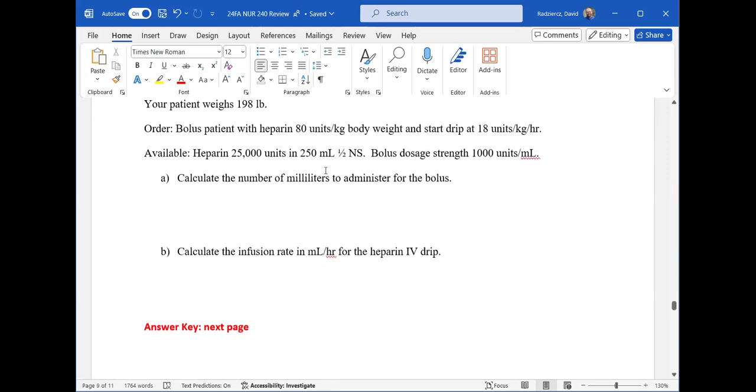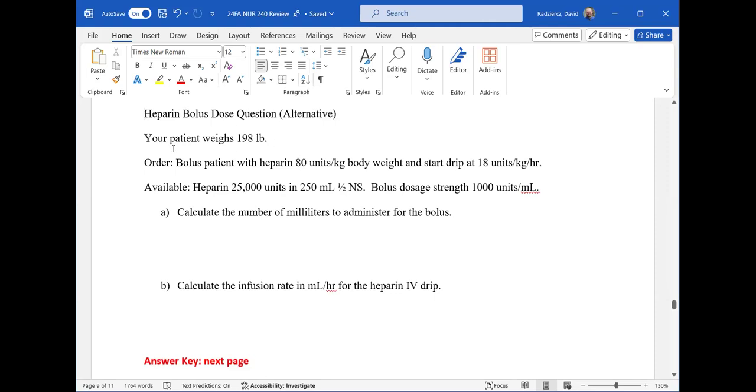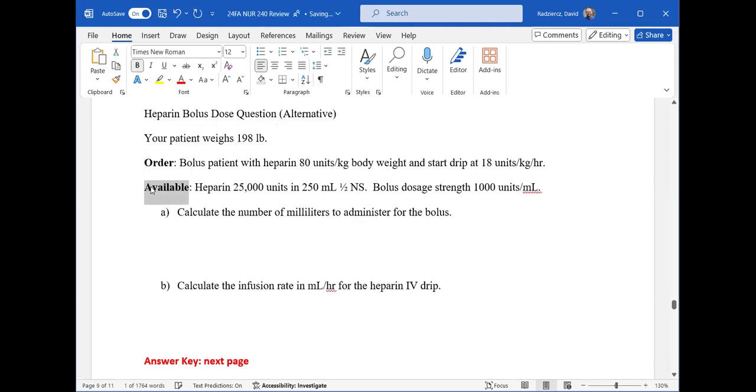So in this scenario, what I did is I basically condensed everything from the big protocol and I just wrote it all here, right? Our order, bolus the patient, what we have available, and then just to solve it. So let's work through this.